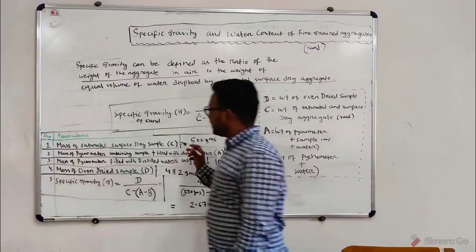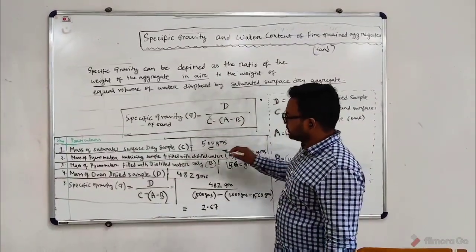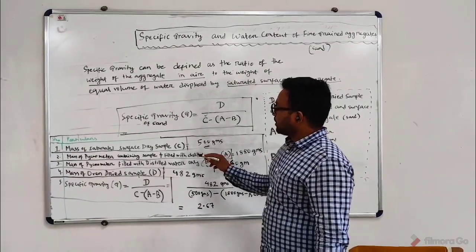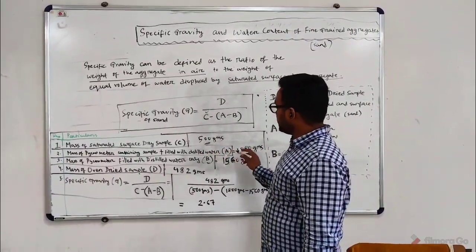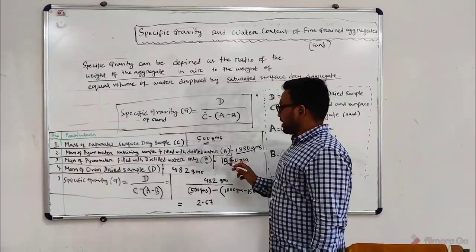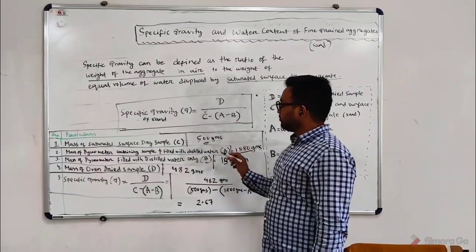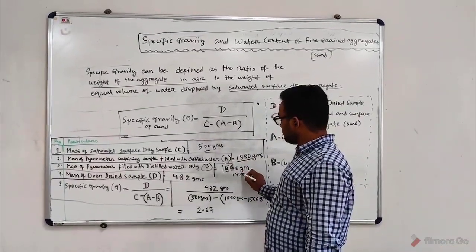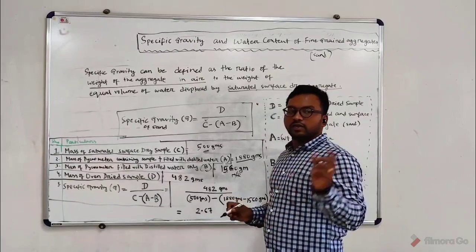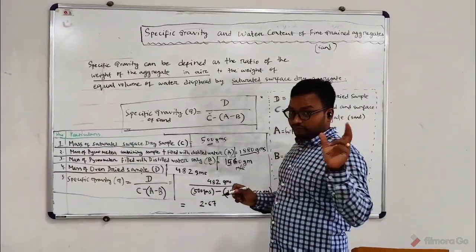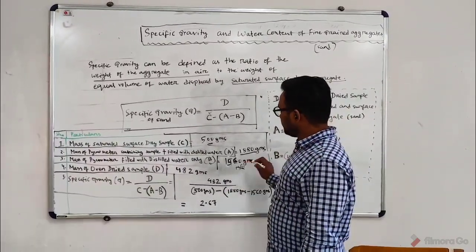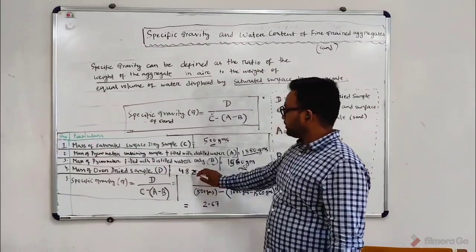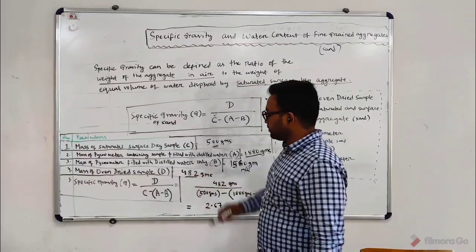See the readings. This is 500 grams, the mass of saturated surface dry sample. Mass of the pycnometer containing sample plus filled with distilled water is 1880 grams. Mass of the pycnometer filled with distilled water only, B, is 1560 grams. Previously it was wrongly noted as 1420. It is not wrong, we checked again. The pycnometer was not filled completely in the first test, so it is 1560 grams. Now the mass of the oven dried sample after 24 hours came to be 482 grams.